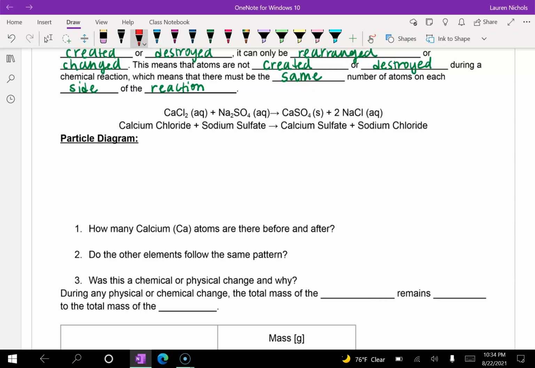So we're going to create a particle diagram about this chemical reaction here. We've got our chemical formulas or symbols, and then we have them written out as their names. So we have calcium, chlorine, sodium, sulfur, oxygen. Those are our chemicals, so we're going to create some keys. I'm going to make calcium pink, chlorine blue, sodium purple, sulfur dark blue, and oxygen green.